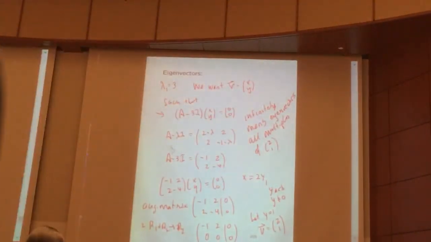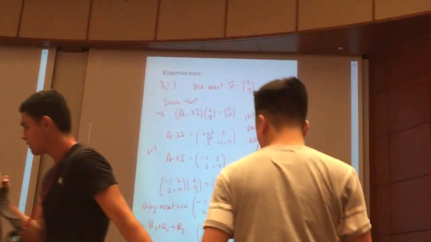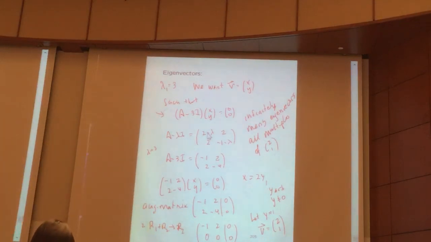So there's nothing to go from here to here. I just put lambda equal to 3 in here. That's all. Okay. Now, perhaps here I can point out why I choose A minus lambda I rather than lambda I minus A. If I'm going to look at lambda I minus A, then I've got to switch all the signs of A.